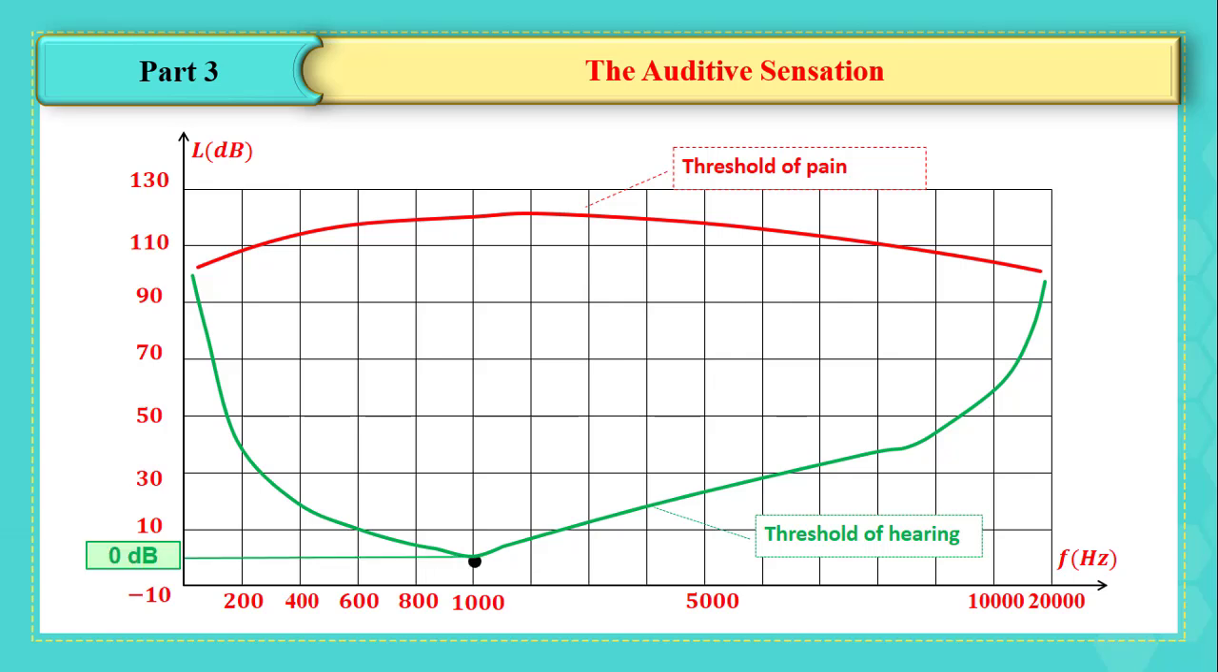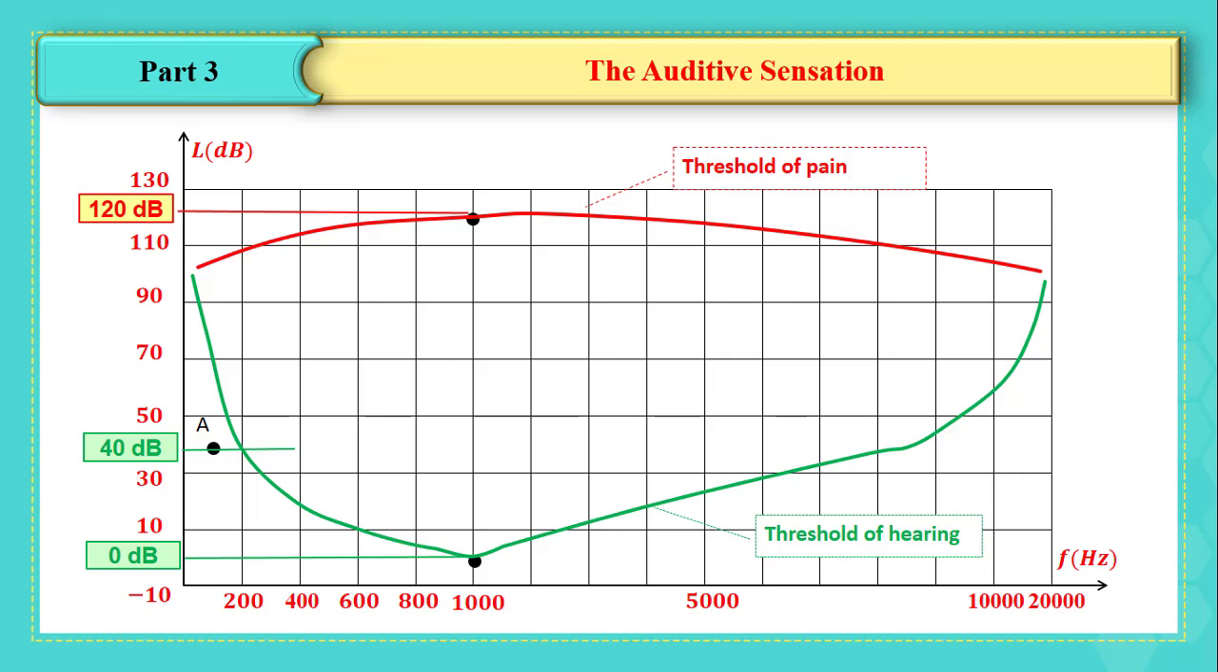The threshold of hearing for 1000 Hz is 0 decibels. A person hears nothing beyond this threshold at 1000 Hz. The threshold of pain is 120 decibels at 1000 Hz. A person has a sensation of pain in the ear when exposed to this level of sound.